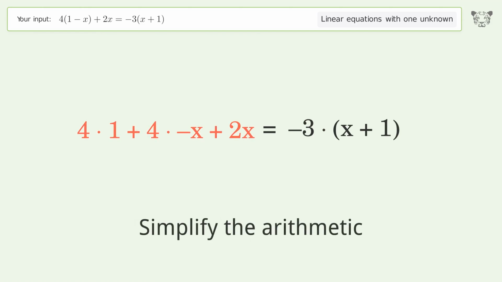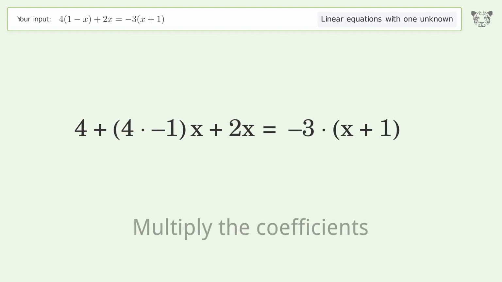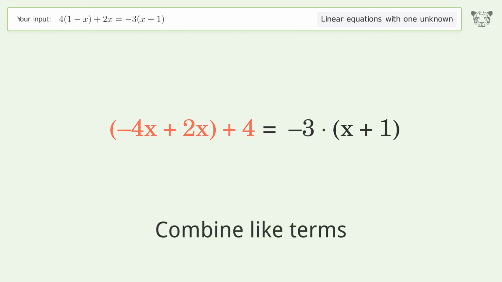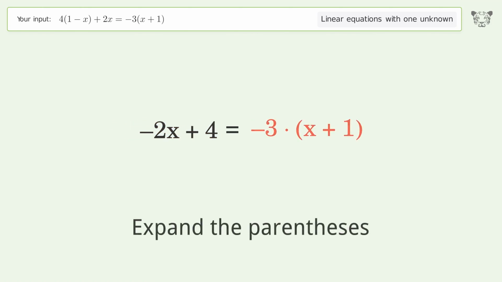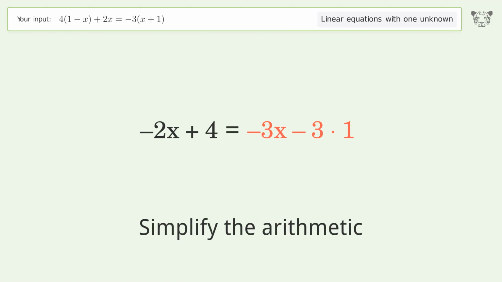Simplify the arithmetic. Group like terms. Multiply the coefficients. Group like terms. Combine like terms. Expand the parentheses. Simplify the arithmetic.